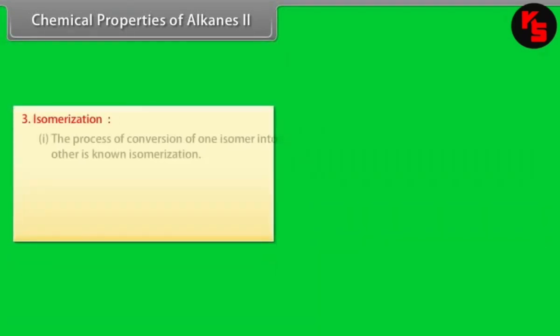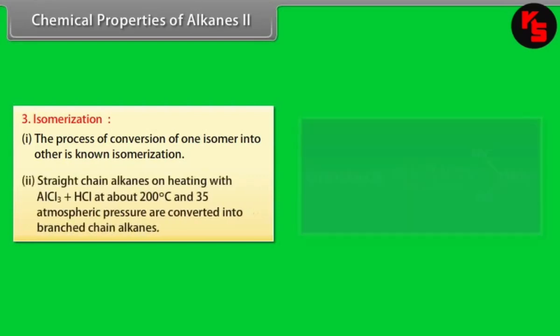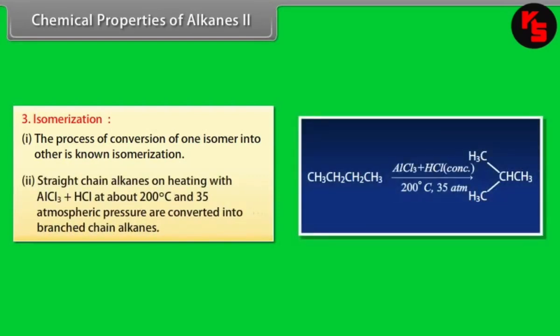Isomerization. Number 1: The process of conversion of one isomer into another is known as isomerization. Number 2: Straight chain alkanes, when heated with AlCl3 plus HCl at about 200 degrees centigrade and 35 atmospheric pressure, are converted into branched chain alkanes.